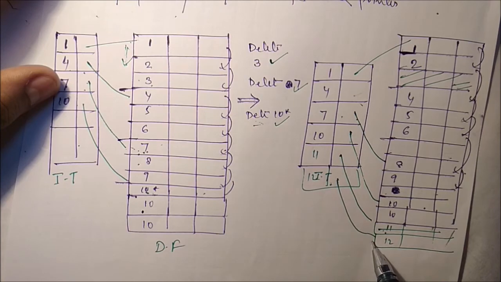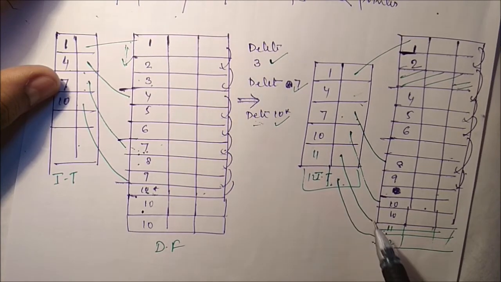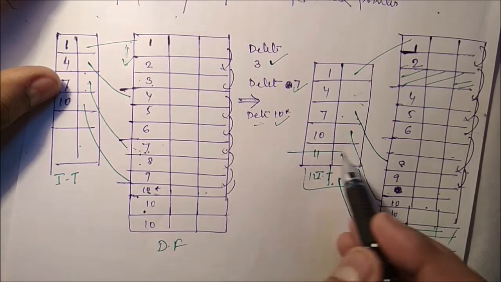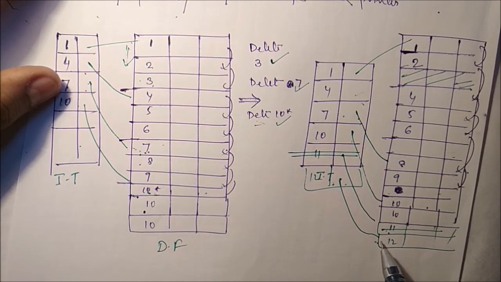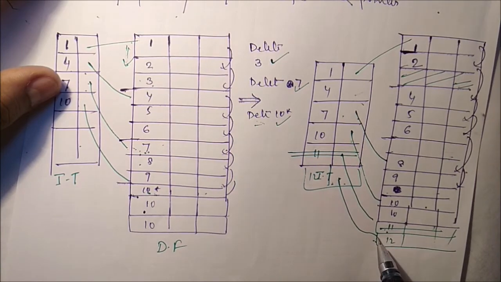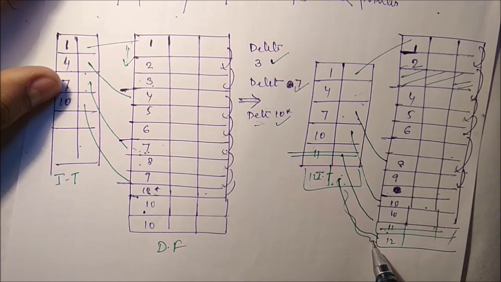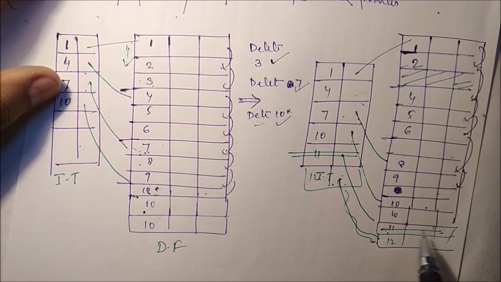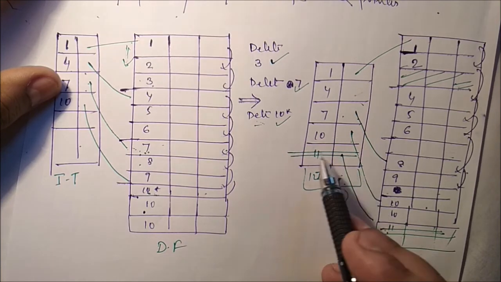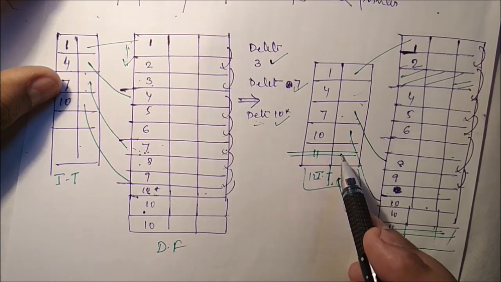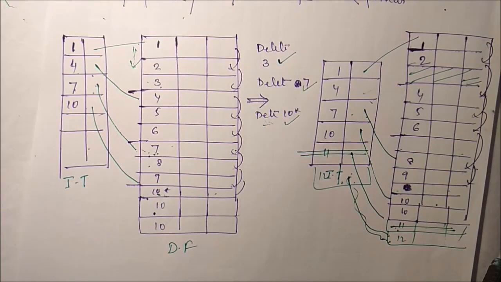But this 12 is already present in the index table. If that is the case, we have to delete this particular entry, because the address of the next data entry is already present in the index table. But if 12 is not there, then if you want to delete this particular data, instead of deleting this entry, I have to store the address of 12. Are you getting this one?